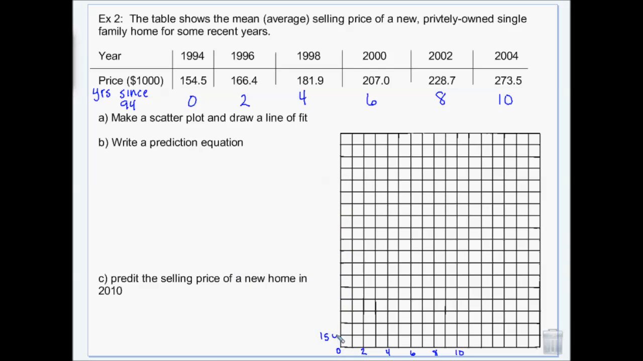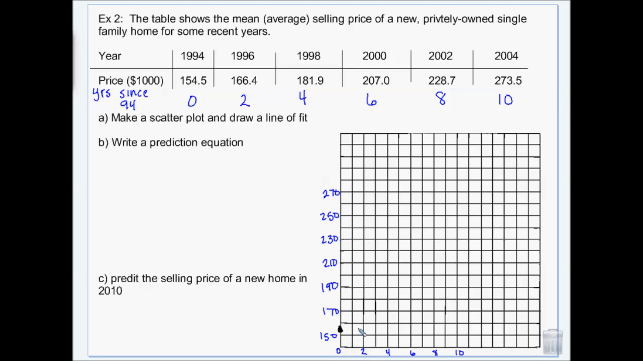And I'll start at 150, 160, 170, 180, 190, 200, 210, 220, 230, 240, 250, 260, 270. Okay. So I've got my scale, and I'm going to start plotting them. In 1994, which is year 0, I was at 154.5. So here's 150. Here's 160. 154.5 is about halfway between.